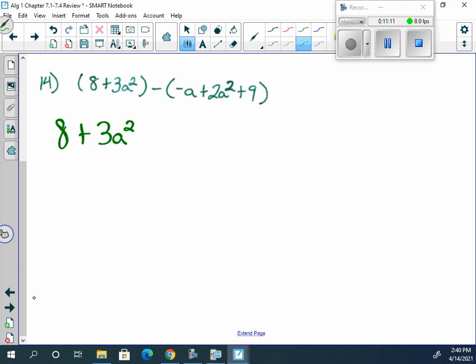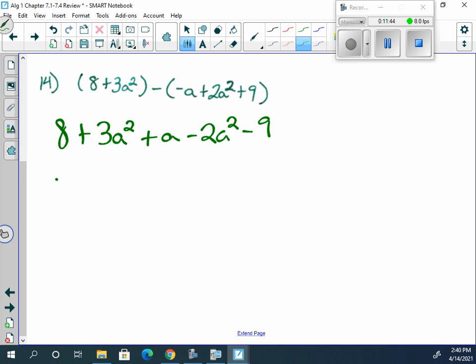Now, because there's a negative in front of the second set of parentheses, we're essentially multiplying everything through by negative 1. So our negative and negative a would become plus a, because it's changing everything inside that second set of parentheses. Now, we could go on and do our subtraction. If you can see that, go on and do that, that we can combine the a squareds, the a's, and the constant terms.